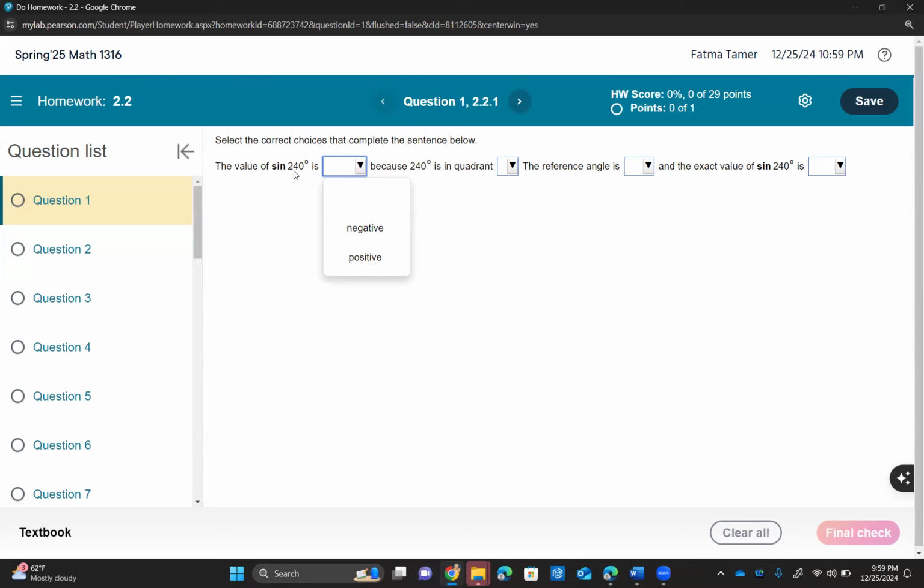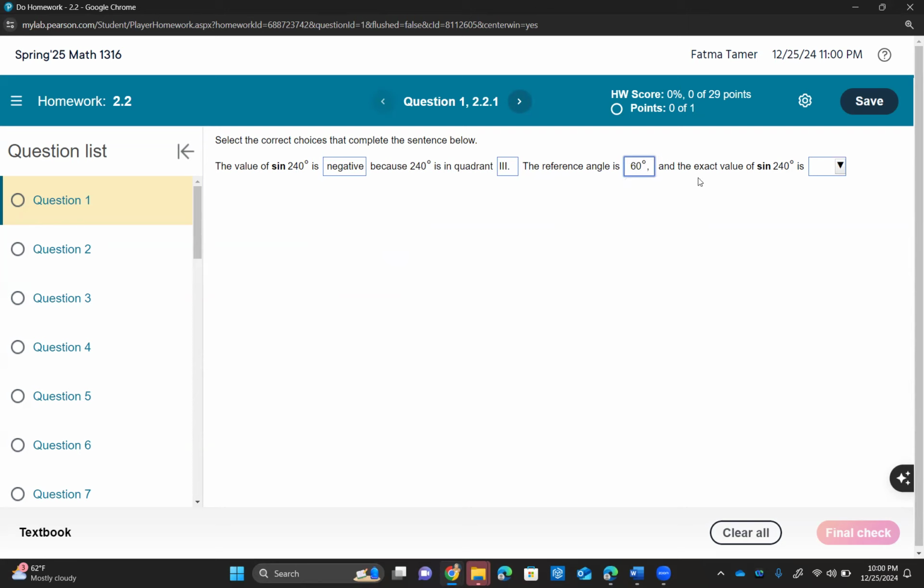So when we think about angle 240, it's more than 180, less than 270. So it's in quadrant 3. In quadrant 3, sine is a negative value because 240 degrees is in quadrant 3. And how do I find the reference angle? I need to do 240 minus 180, and then therefore the reference angle must be 60.